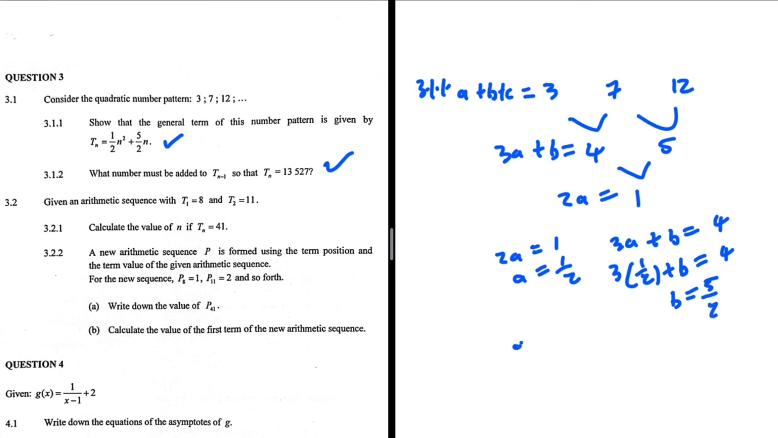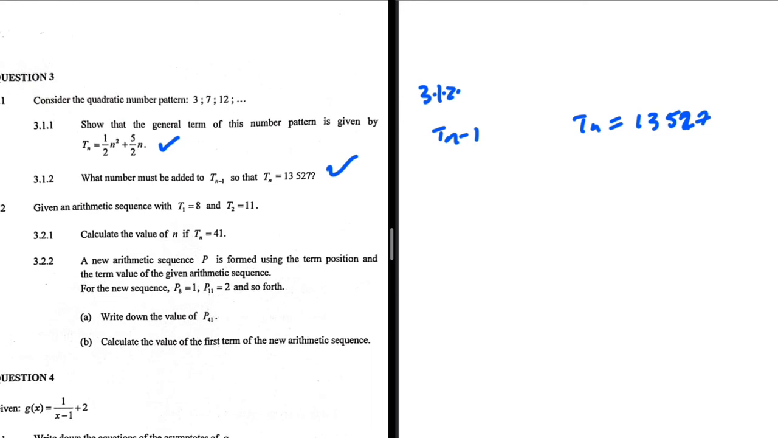Now let's take a look at 3.1.2. What number must be added to tn minus 1 so that tn equals 13,527? Just leave a comment and explain to me what this question is asking. I don't understand. I cannot figure out what this question wants us to do. What number must be added to tn minus 1 so that tn equals 13,527? I was supposed to find the value of n for which tn is going to be 13,527.